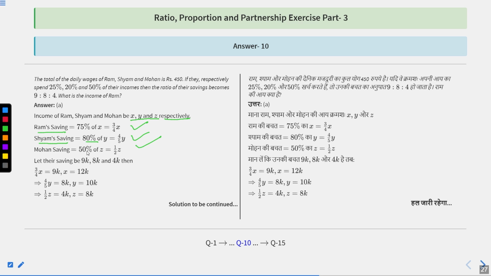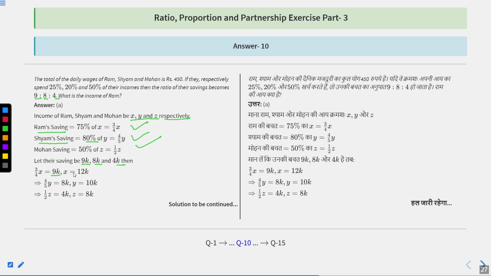It is also given in the question that the ratio of their savings is 9:8:4. Their saving ratios have been given, so we can compare. Let their savings be 9k, 8k and 4k. Then for Ram, 3x upon 4 is equal to 9k.